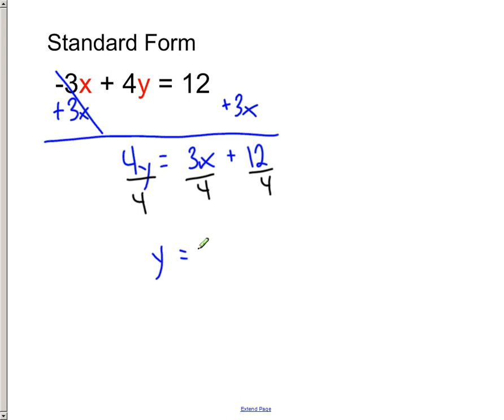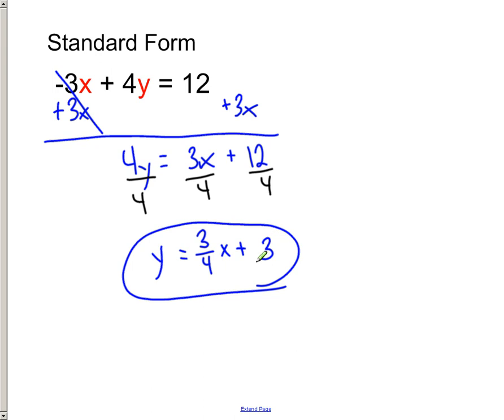We can't divide anything nicely there, so we're just going to let it stay there. And then 12 divided by 4 is 3. So there we have it. That's slope-intercept form. We could graph it. This is our y-intercept. This is our slope.